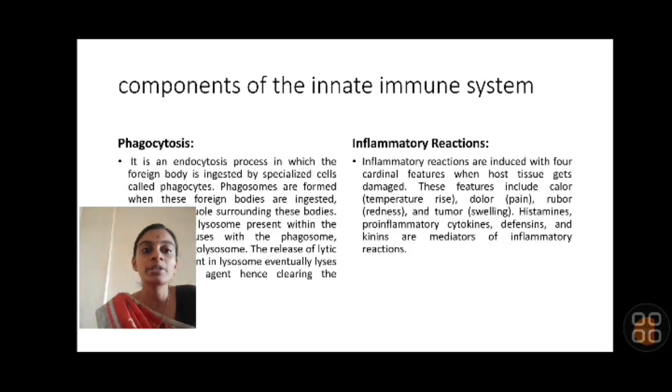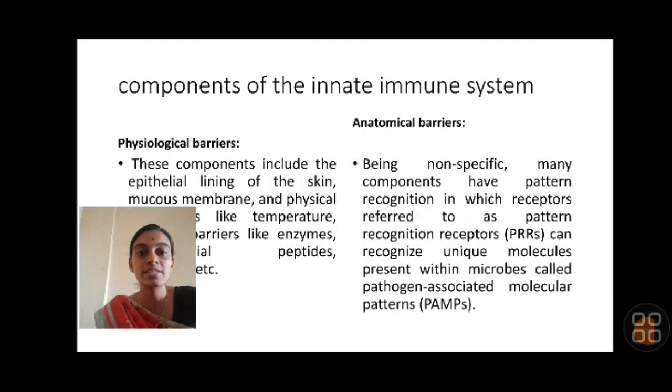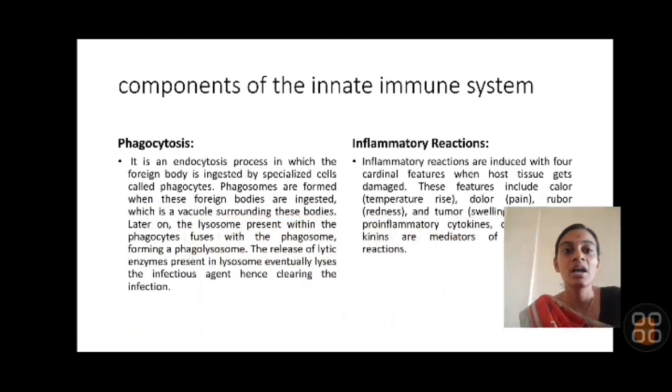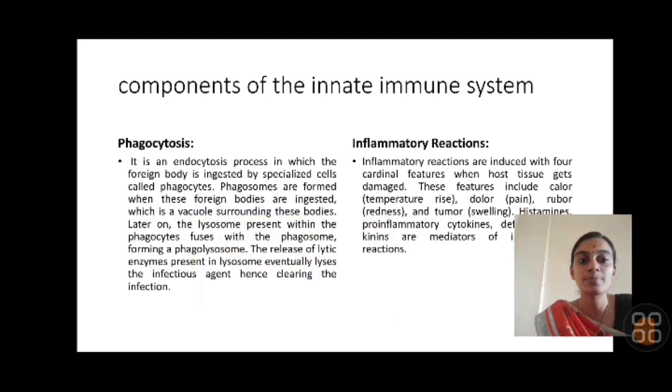The third component of the innate immune system is phagocytosis. Phagocytosis is an endocytosis process in which the foreign body is ingested by specialized cells known as phagocytes. Phagosomes are formed when these foreign bodies are ingested, which is a vacuole surrounding these bodies. Later on, the phagosomes present within the phagocytes fuse with lysosomes and form phagolysosomes. These release the lytic enzymes present in lysosomes, which eventually lyse the infectious agents, and hence the infection is cleared.